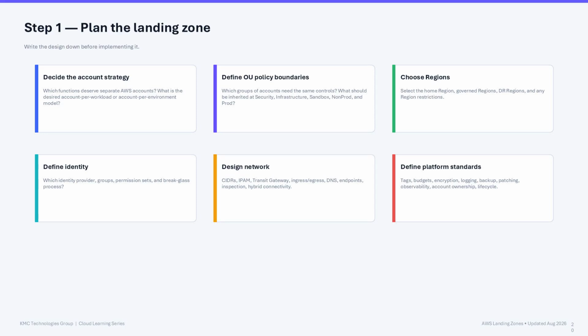Step 1 is architecture. Document the account strategy, OU boundaries, regions, identity, network, and platform standards. A landing zone is easier to change when only a document exists than after dozens of accounts and workloads are running. The design document should be explicit enough that another cloud engineer can understand which accounts exist, why they exist, and which controls apply to them.